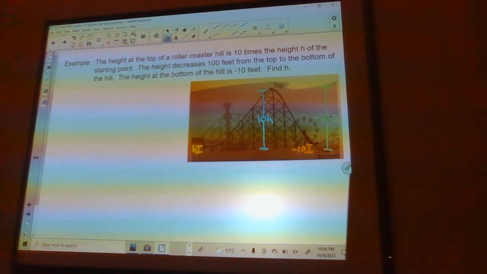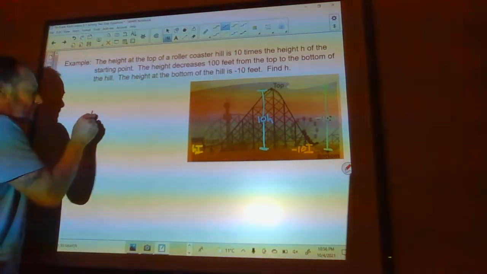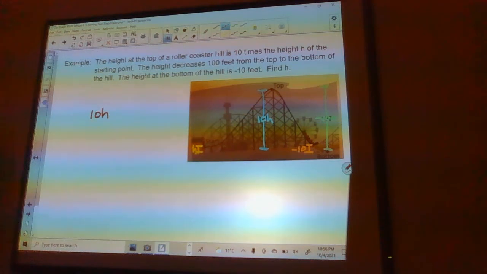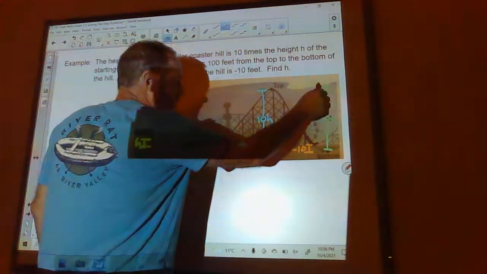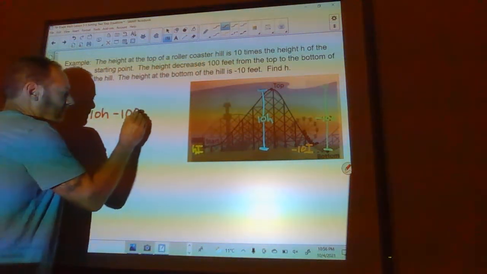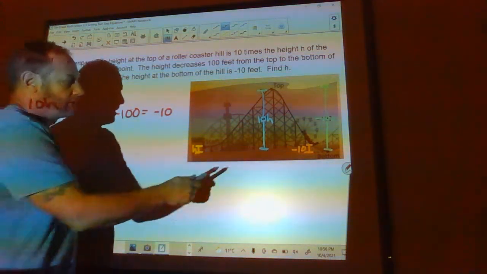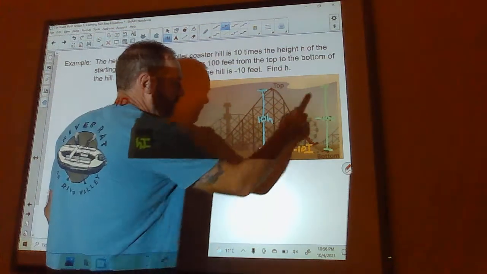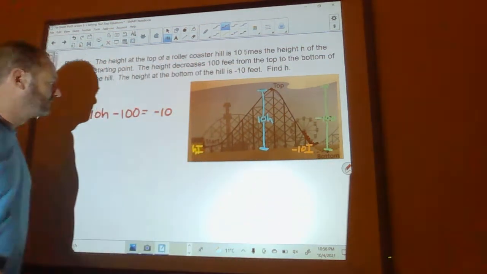Okay, so here's what we know. We know that 10h minus 100 is going to equal negative 10. We get that off the picture. So here's 10h. We drop 100 feet from the top. We end up at negative 10.